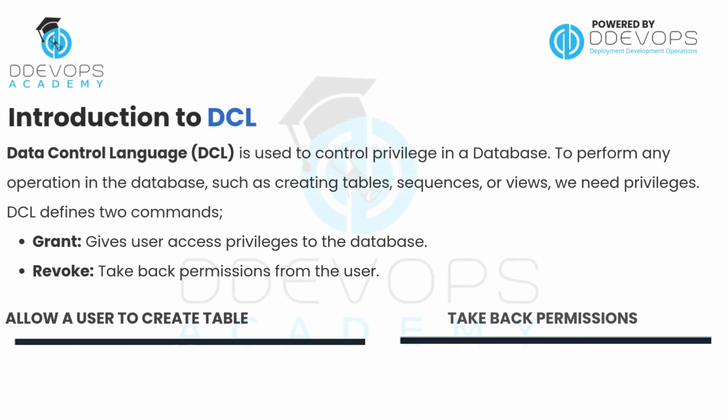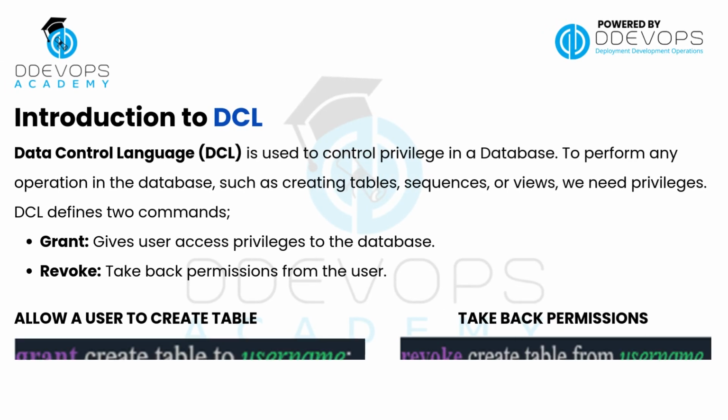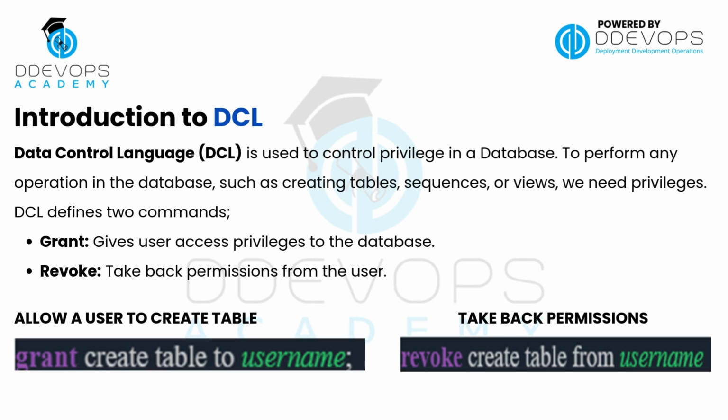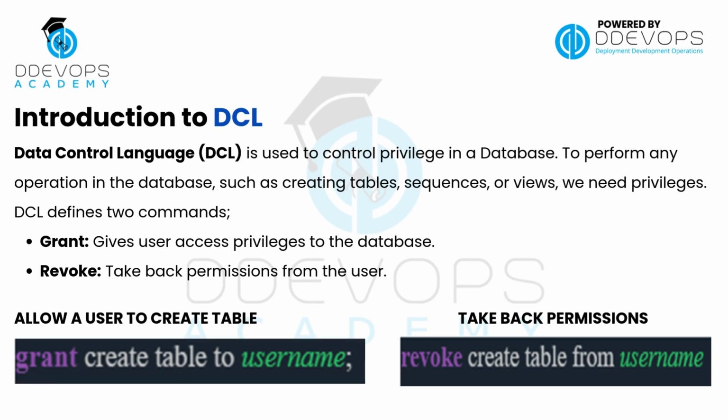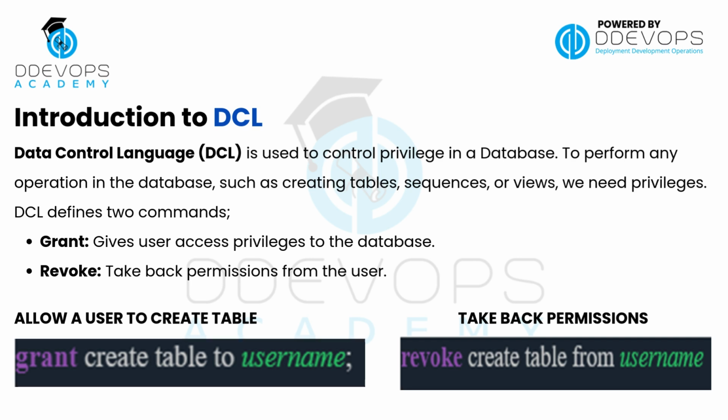DCL is used to manage access privileges in a database. With GRANT, you give users permission to perform actions like creating tables. With REVOKE, you take those permissions back. These commands help maintain security and control over who can do what in your database environment.